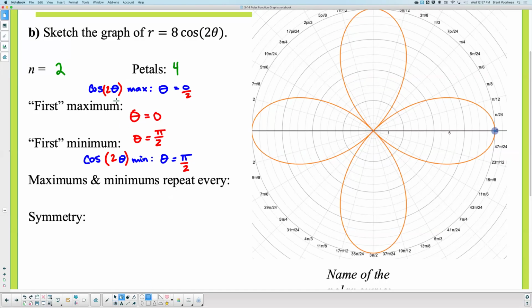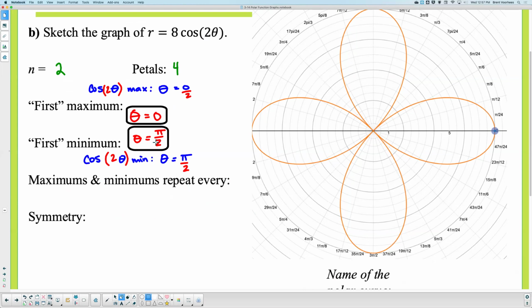So when you look at this graph, this petal right here at 0 is positive. This petal at pi over 2 is actually the negative. That's the negative petal because it's the minimum. It's when cosine's negative, believe it or not. Okay, and I could show you that if you wanted to see it.